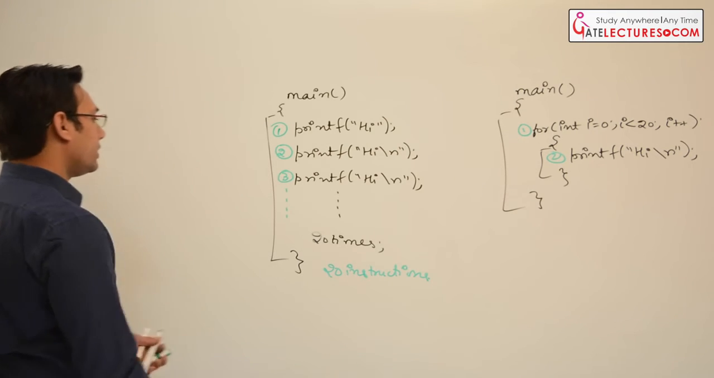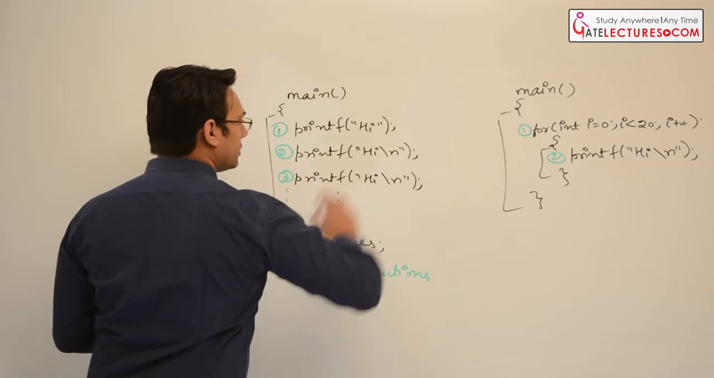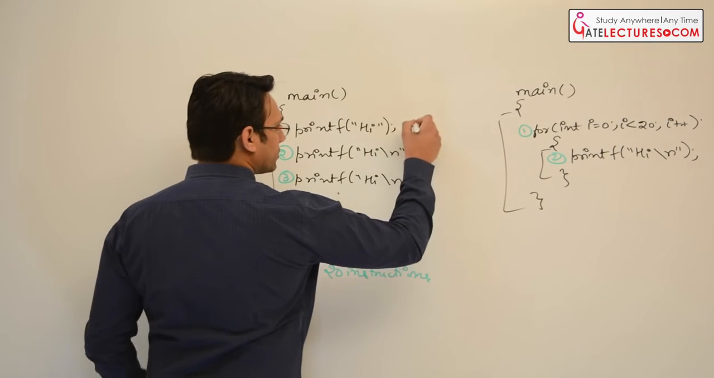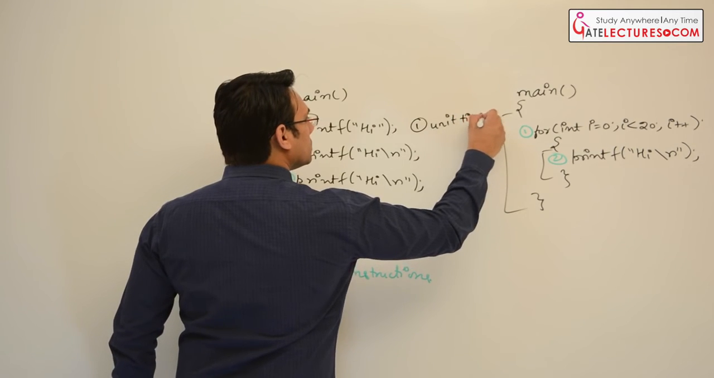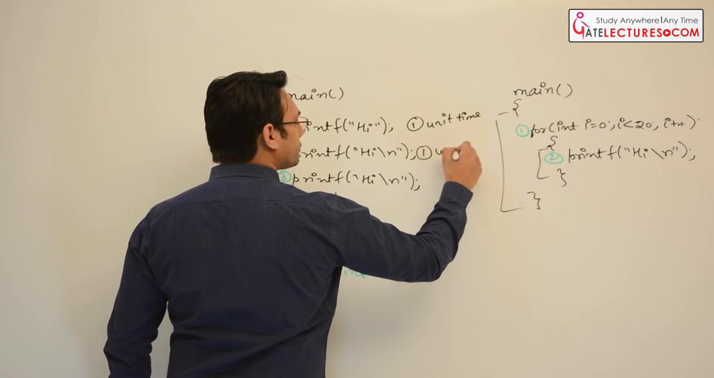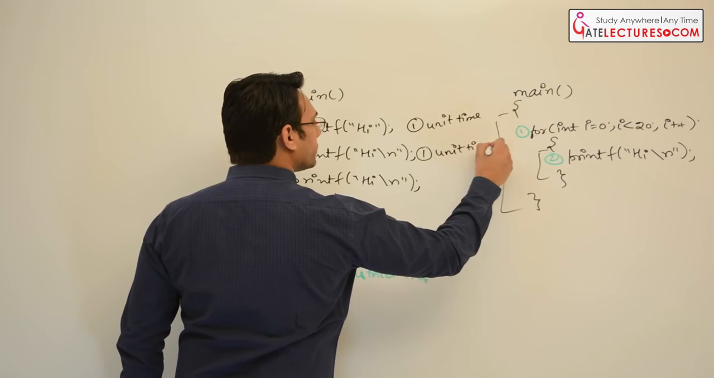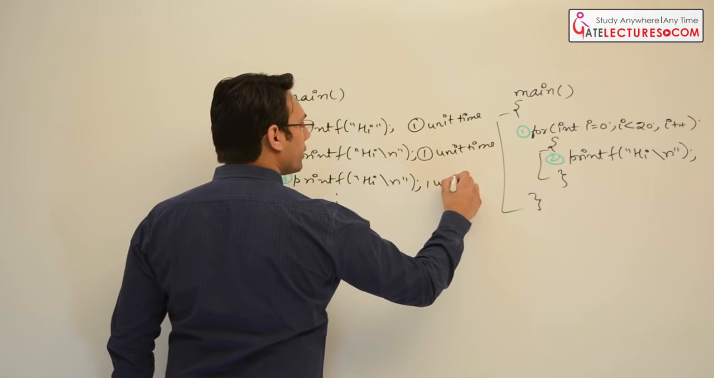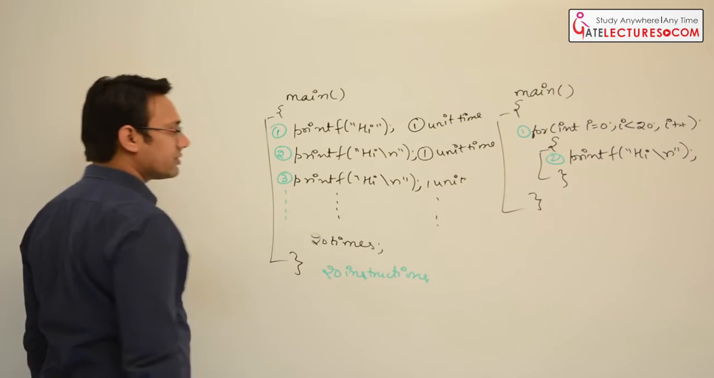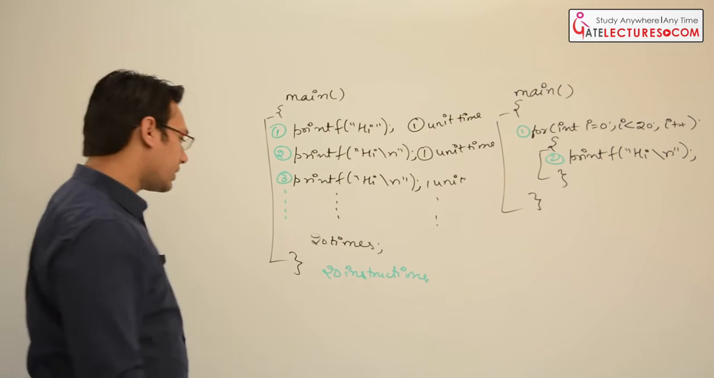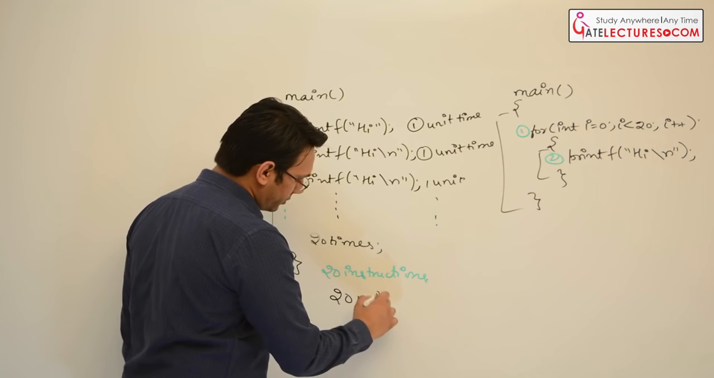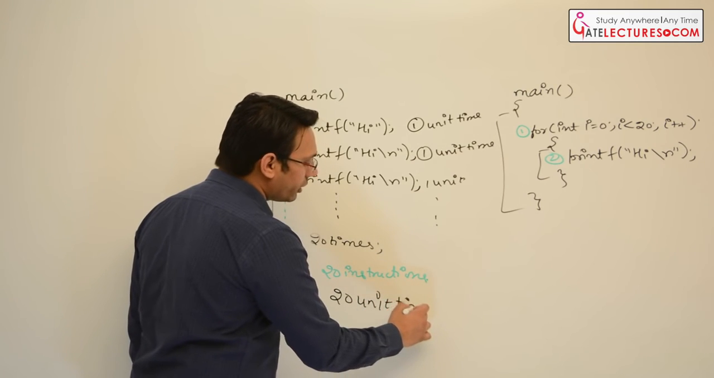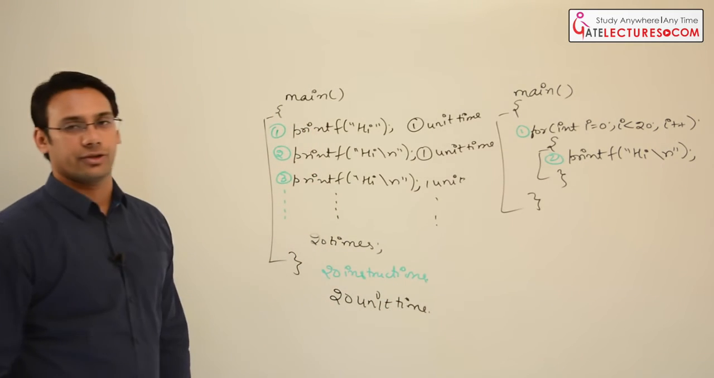Okay. Now in this, let us suppose every instruction is going to take 1 unit time. This is going to take 1 unit time. This is also going to take 1 unit time. This is also going to take 1 unit time, up to so on. All these instructions are going to take 1 unit time to execute. Let us say these instructions are going to take 20 unit time to execute.